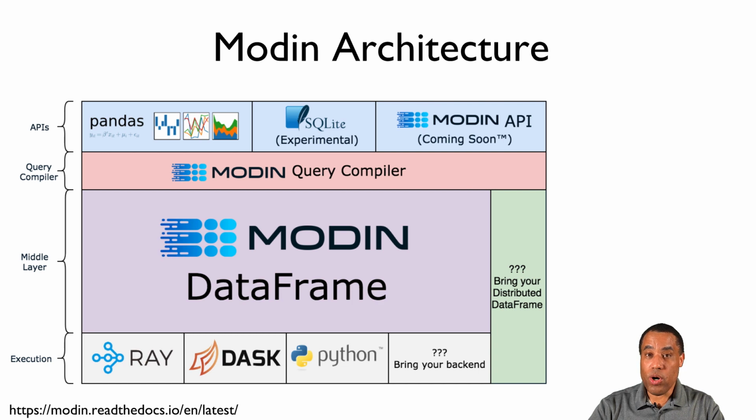What makes Modin possible, and I'm not going to go through this architecture picture in any detail, is that it has a query compiler that lets us optimize the operations that Modin is doing, and then it has execution environments like Ray, Dask, and others that allow us to distribute the computation across the compute resources that you have available.